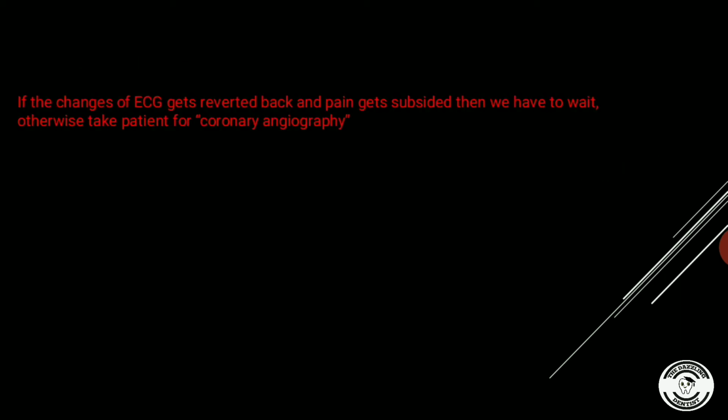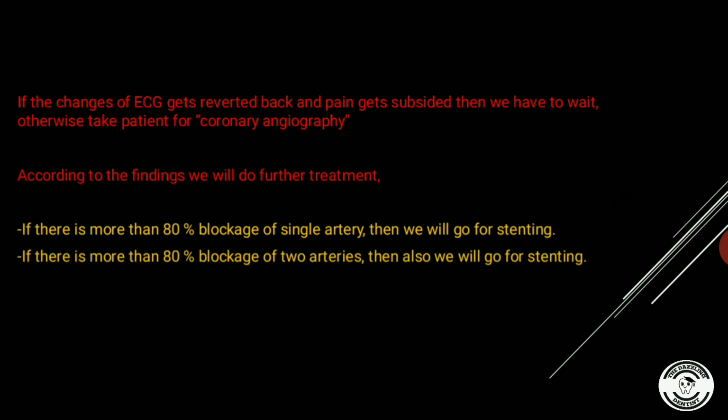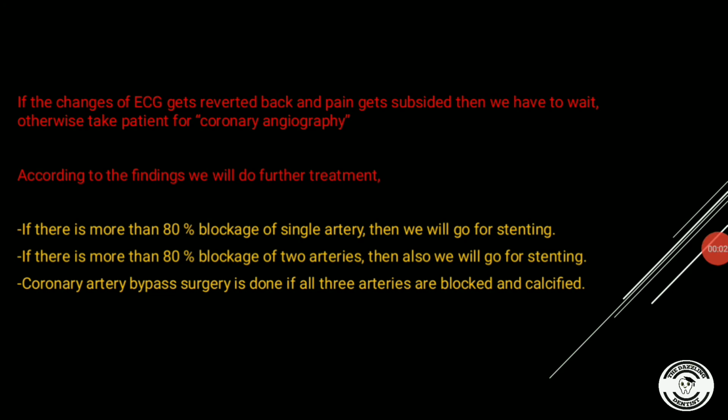Now, if the changes of ECG get reverted back and pain gets subsided, then we have to wait. Otherwise, take the patient for coronary angiography. So according to the findings, we will do further treatment. If there is more than 80% blockage of a single artery, then we will go for stenting. If there is more than 80% blockage of two arteries, then also we will go for stenting. And coronary artery bypass surgery is done if all three arteries are blocked and calcified.